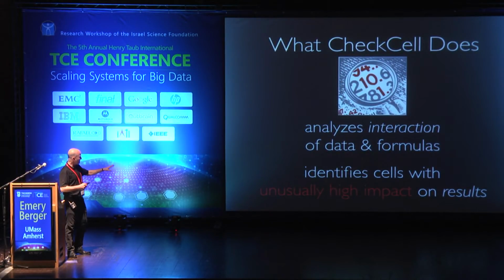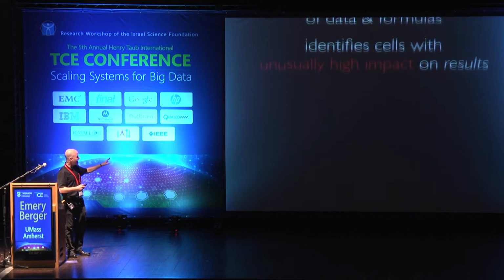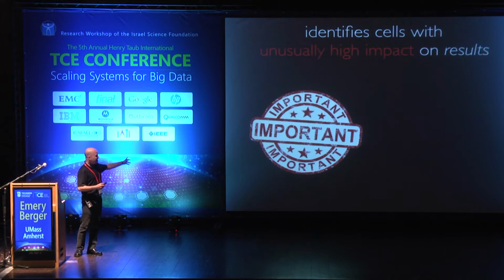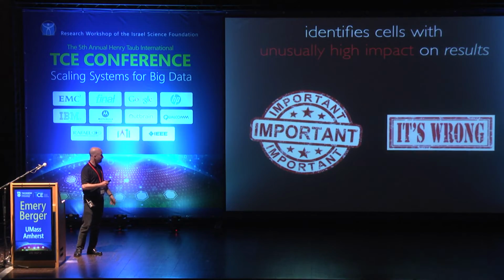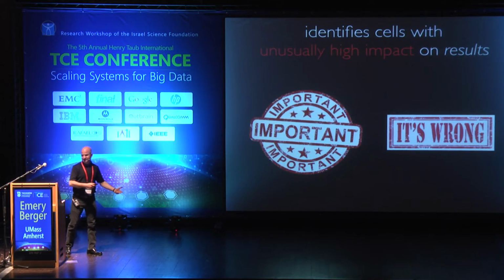Right? And it turns out that if you identify things that have an unusually high impact on the results, either they're very important, right? They have a tremendously high impact, or they're wrong. They have this very high impact because there was something wrong in the data.